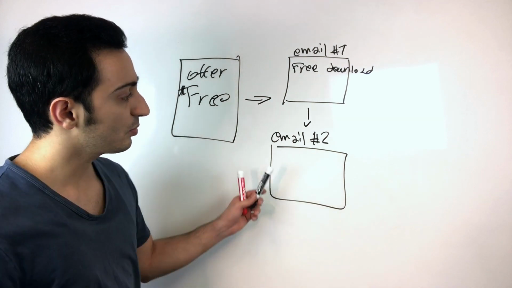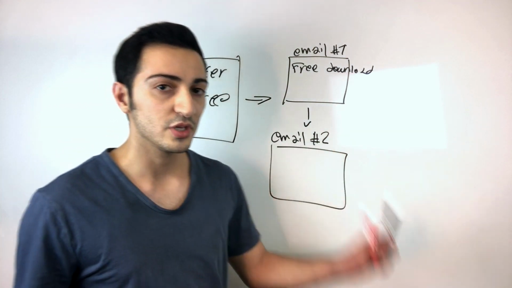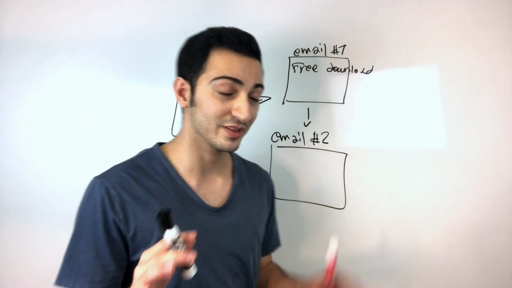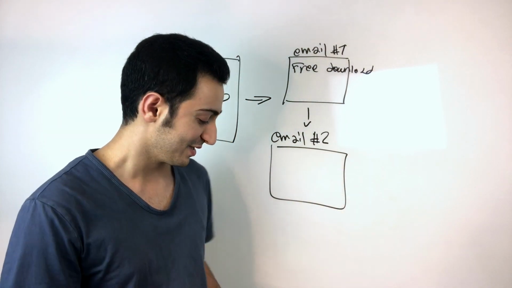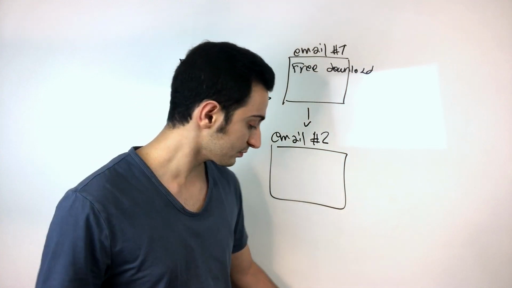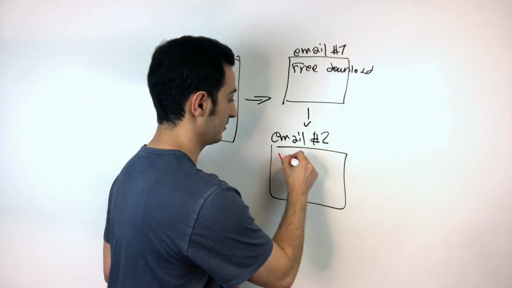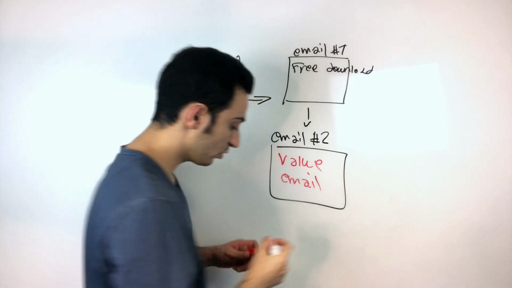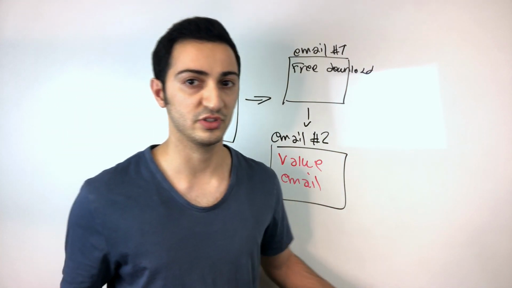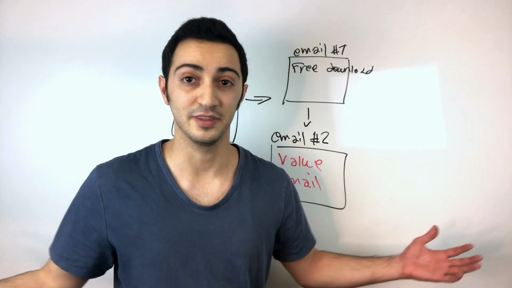Then you send email number 2. Email number 2 is pure value. This is the important part that you have to understand. This is a mistake that a lot of people make. So let's put this as the value email. The goal of this email is to provide value and not anything else.